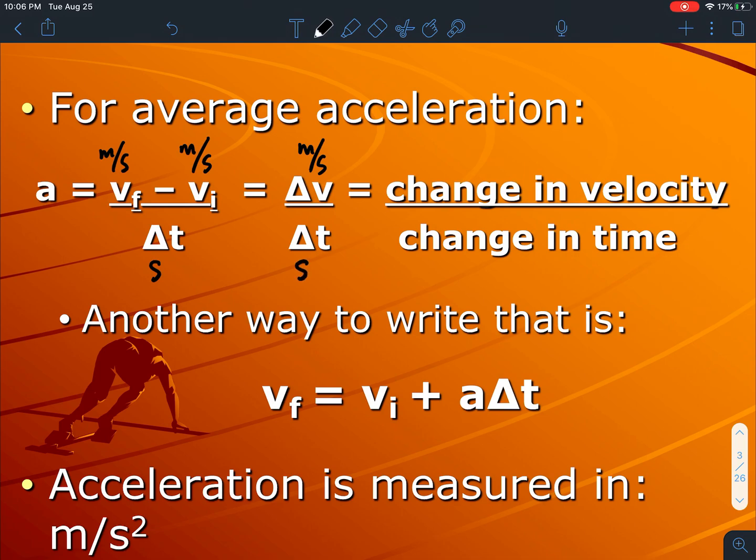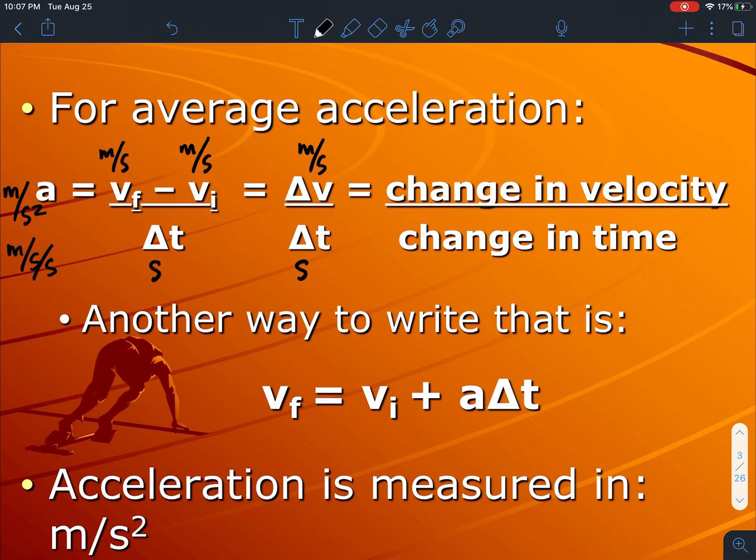Okay, so when we have meters per second over seconds, that ends up giving us a unit of meters per second squared, or sometimes you'll see it written as meters per second per second. Those are both the same thing. Okay, so acceleration is a change in velocity over time. Therefore, it's going to be measured in meters per second divided by seconds.